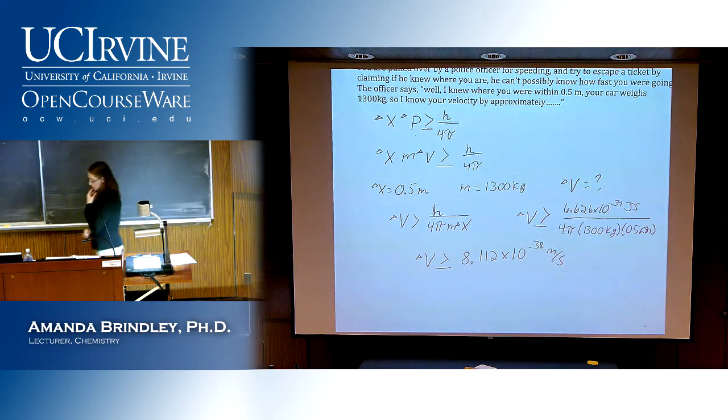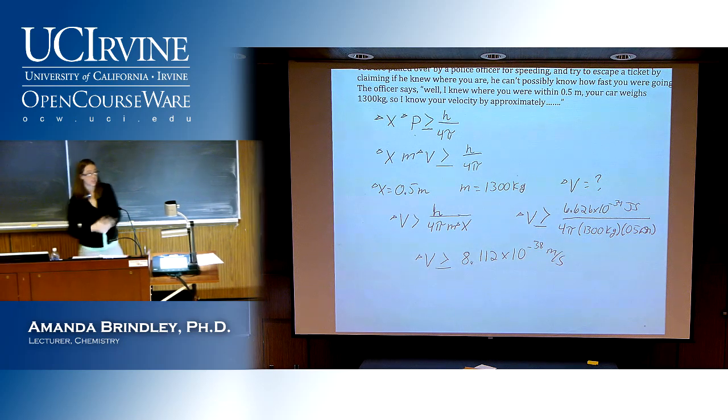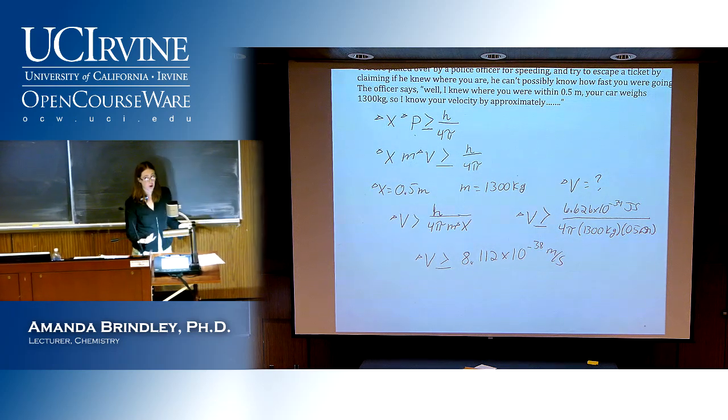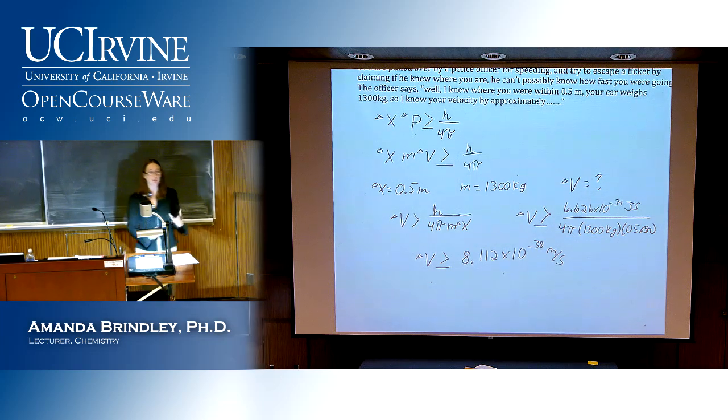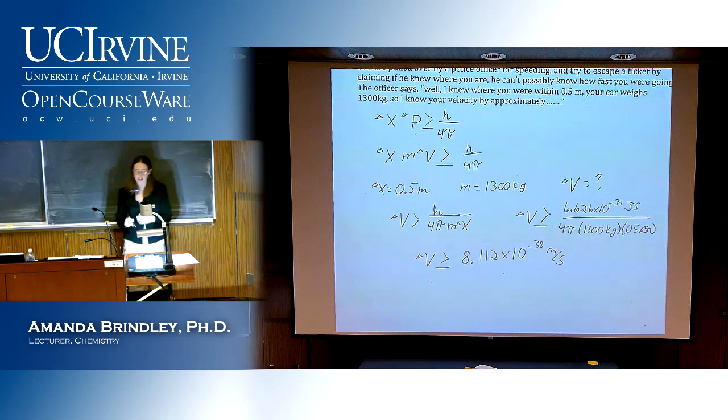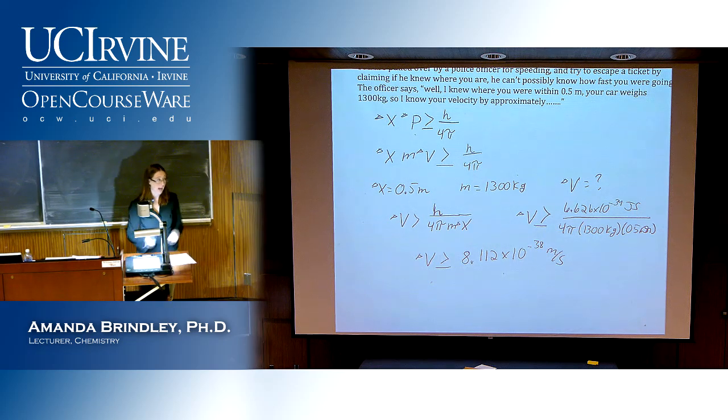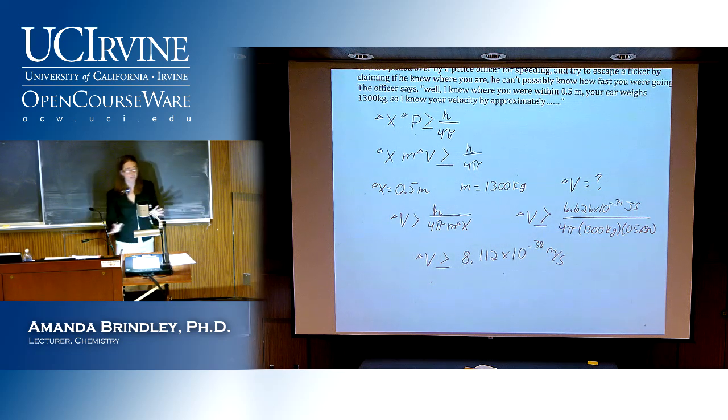Okay, so now, can I argue to the cop that I shouldn't get a ticket? No, right? My delta V here is tiny. So according to quantum mechanics, he knows how fast I was going to within 10 to the negative 38 meters per second. I promise you I was speeding by more than that. So this quantum mechanics limit isn't an issue here.